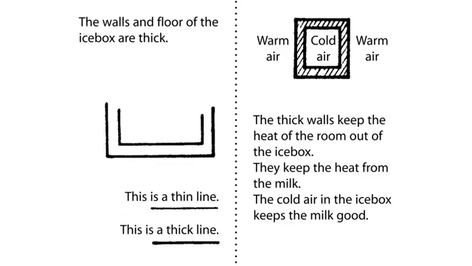The walls and floor of the icebox are thick. This is a thin line. This is a thick line. The thick walls keep the heat of the room out of the icebox. They keep the heat from the milk. The cold air in the icebox keeps the milk good.